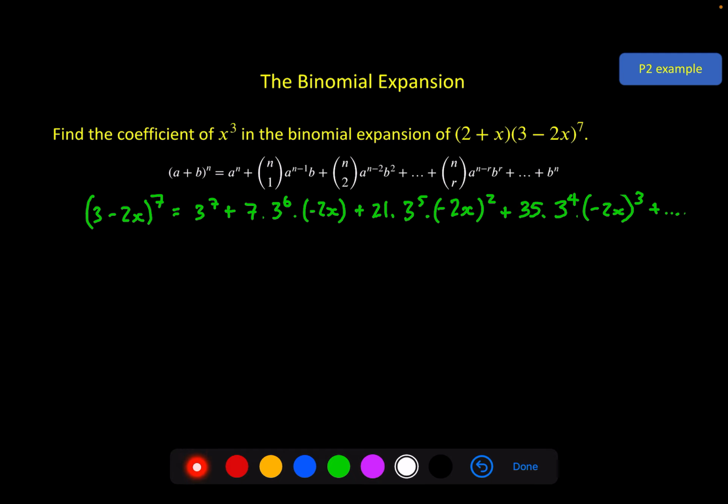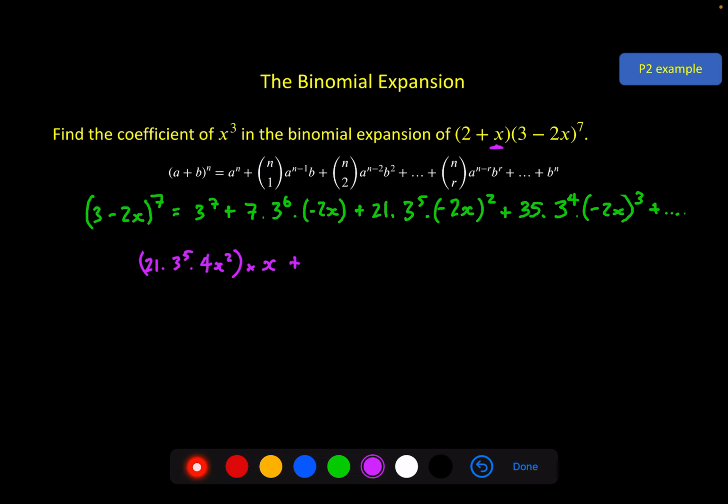So I'm going to change slightly what I was going to do. I was going to do the whole expansion up to this point and then simplify and then multiply by the bracket, but actually I'm just going to pluck these out. I'm going to do 21 times 3 to the power 5 times, let me square that, that's a 4x squared. And this term from the binomial expansion times x from the bracket in front will give me one of my x cubed terms.